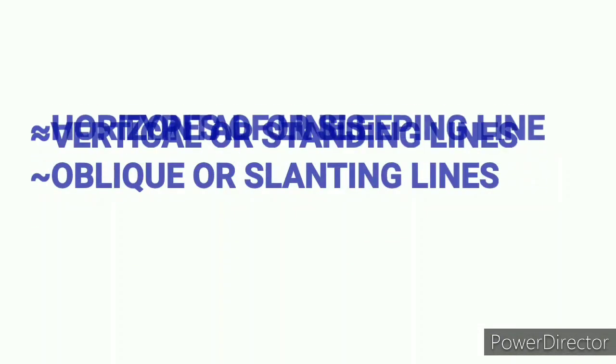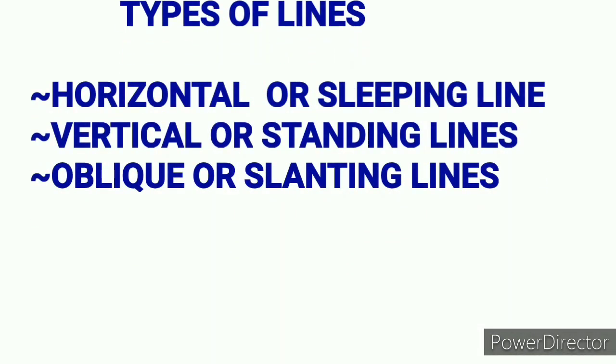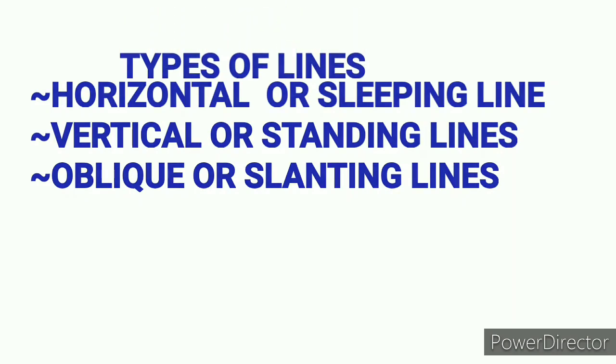Number 1, horizontal line or sleeping line. Number 2, vertical lines or standing lines. Number 3, oblique or slanting lines.